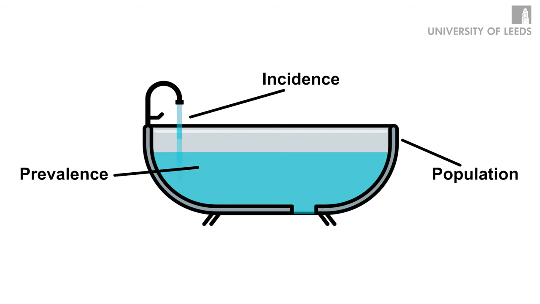Those no longer with the disease, either due to death or cure, are represented by water leaving the bathtub from the drain. An increase in the incidence of a disease may increase the prevalence of the disease, but this also depends on the rate at which people are being cured or are dying from the disease. Let's look at an example.